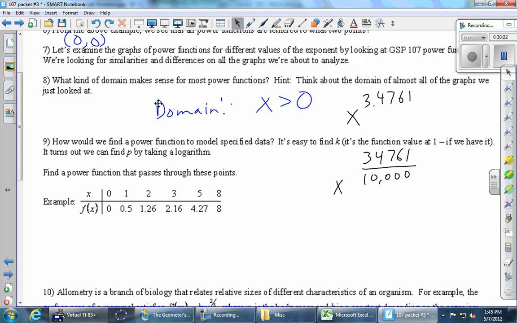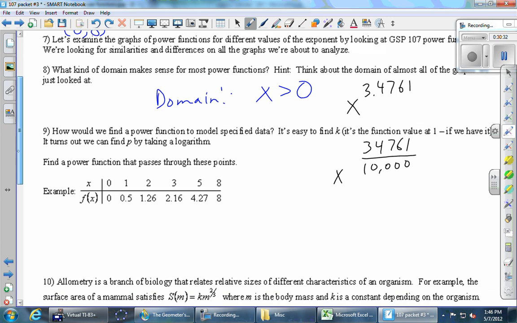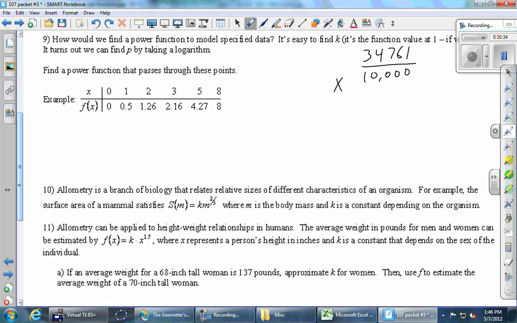Okay, number 9, Brian. Okay, so you've got a bunch of data, and we're going to try to find a power function that hits all those points. First, we need our basic definition. What is our formula for power functions now? K times x to the p. Add that to your note card or your reference sheet or whatever. We need this formula. If on the final exam I say something about power functions, you're bringing this formula into it.